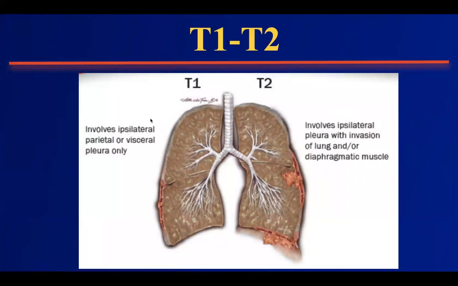T1 means the tumor involves ipsilateral, parietal, or visceral pleura only. T2 means the tumor involves ipsilateral pleura with invasion of the lung and/or diaphragmatic muscle. T1 is the most important one, and we want you to remember T1 for two reasons.